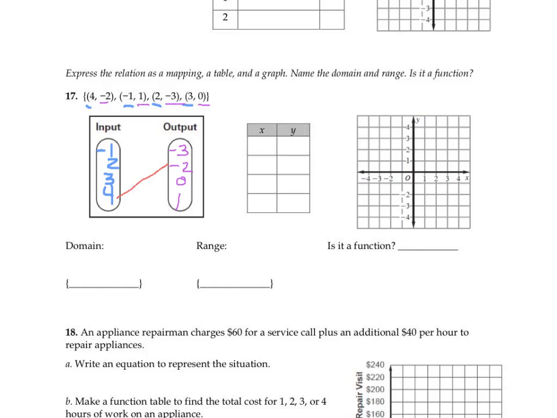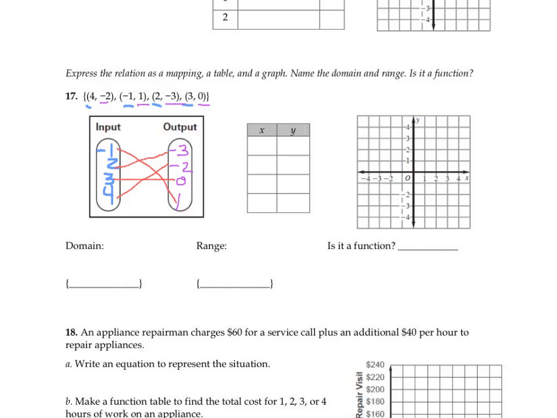Our second coordinate is -1, 1. So we draw a line between -1 and 1. Our third coordinate is 2, -3. So we draw a line between 2 and -3. Our fourth coordinate is 3, 0. So we draw a line between 3 and 0. Then we need to write our table of values.